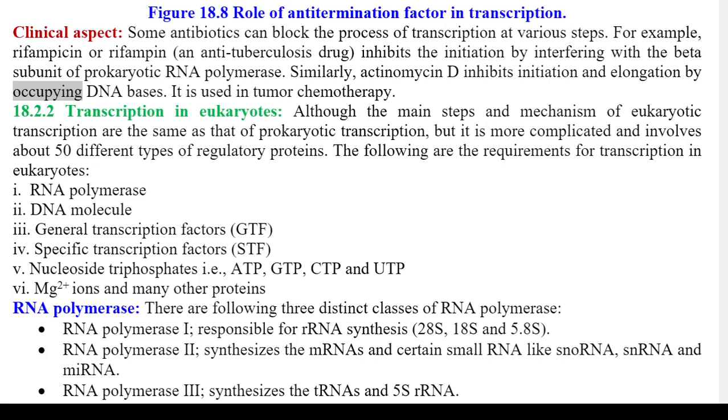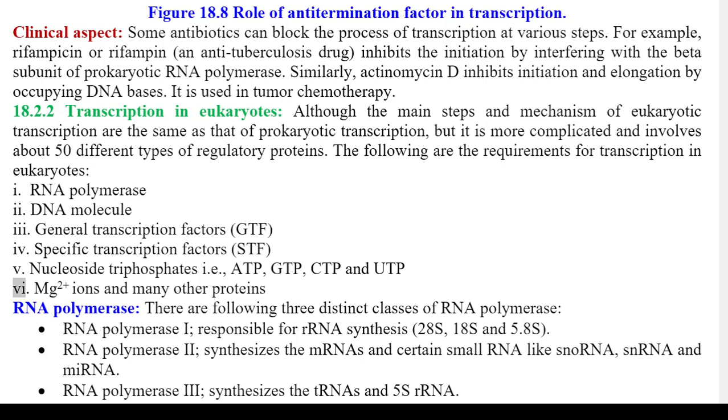18.2.2 Transcription in eukaryotes. Although the main steps and mechanism of eukaryotic transcription are the same as that of prokaryotic transcription, it is more complicated and involves about 50 different types of regulatory proteins. The following are the requirements for transcription in eukaryotes. 1. RNA polymerase. 2. DNA molecule. 3. General transcription factors, GTF. 4. Specific transcription factors, STF. 5. Nucleoside triphosphates i.e., ATP, GTP, CTP, and UTP. 6. Mg2+ ions and many other proteins.